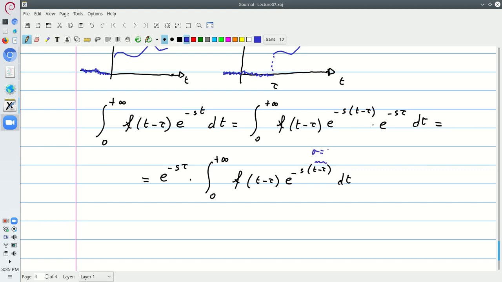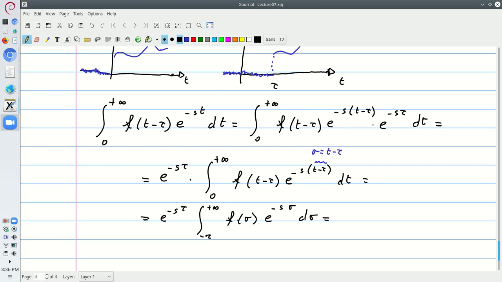Sigma becomes our t minus tau. And so with this change of coordinates, this becomes exponential minus s tau times the integral, where now t goes from 0 till plus infinity, so our sigma needs to go from minus tau till plus infinity of f of sigma exponential of minus s sigma d sigma.